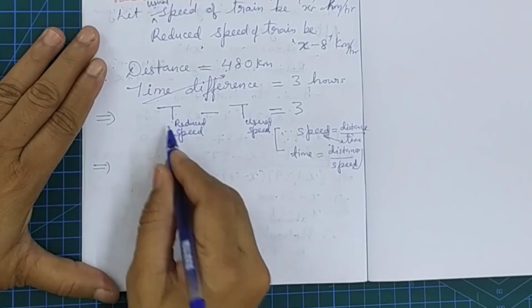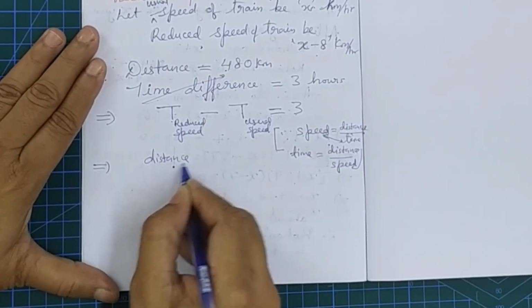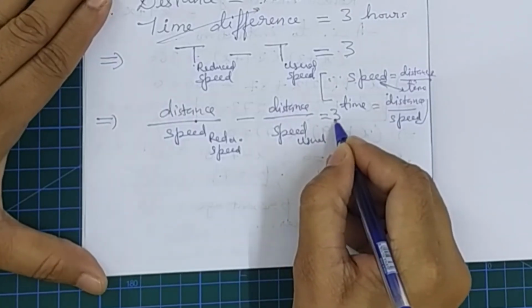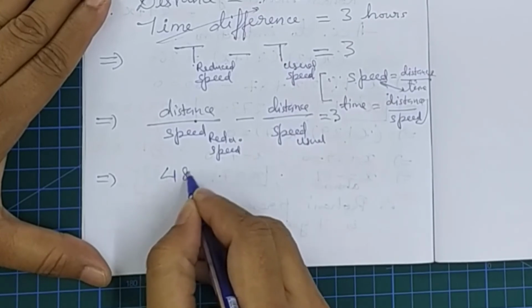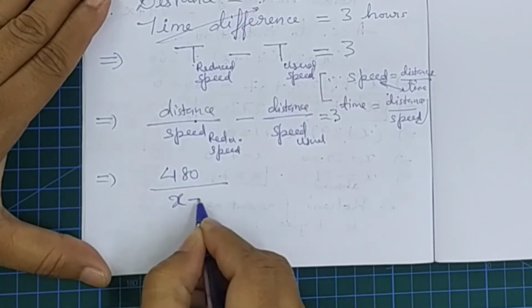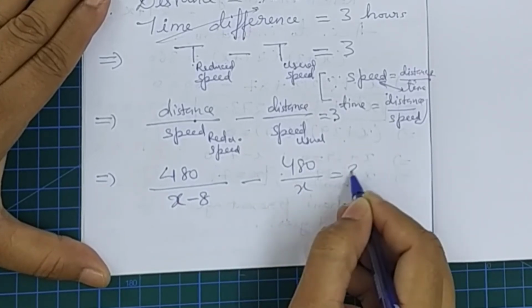In the next step, time is distance by speed. So it is a distance, and on the other side, we have 3, right? The distance is 480. So we write here 480 by x minus 8 minus 480 by x is 3.